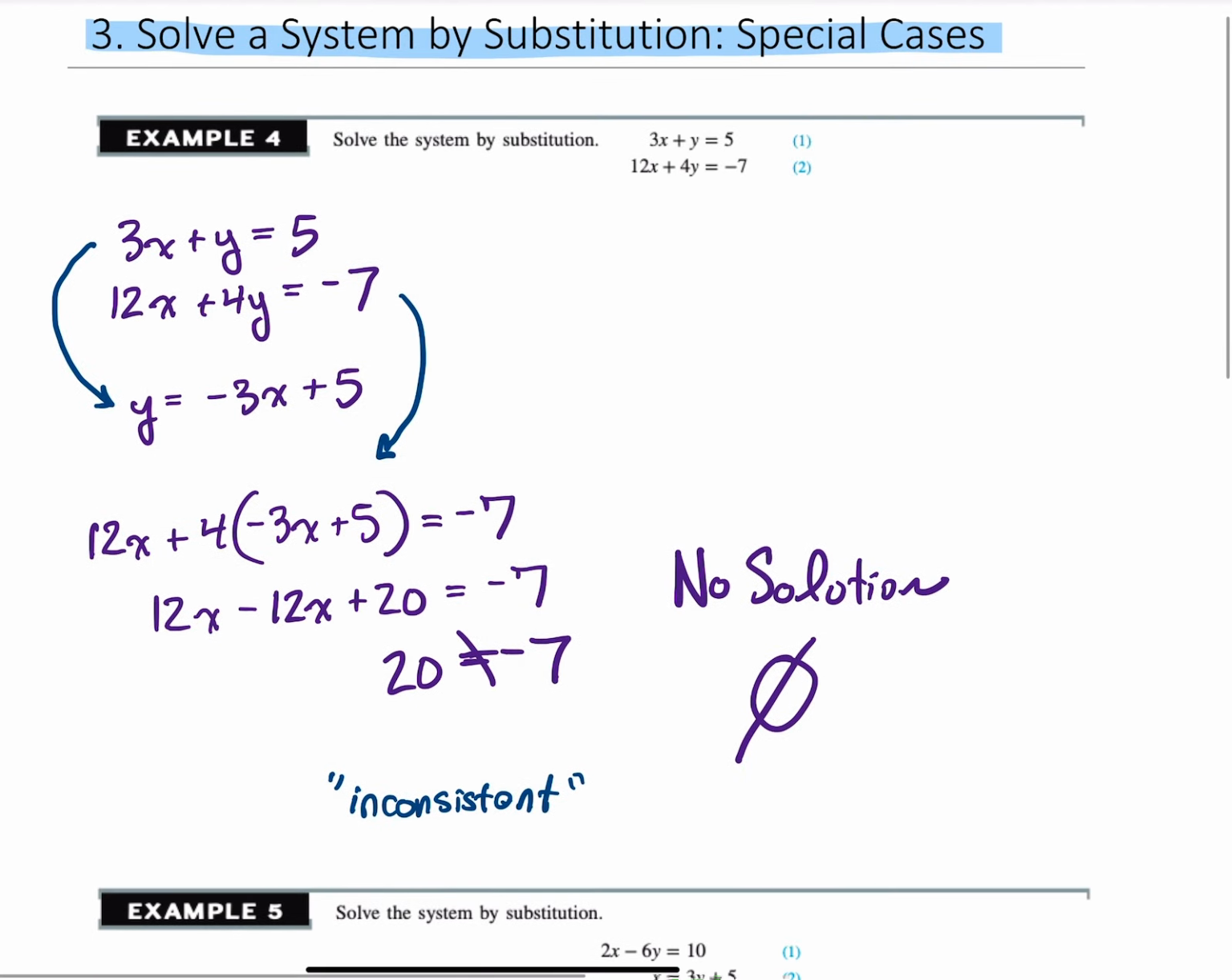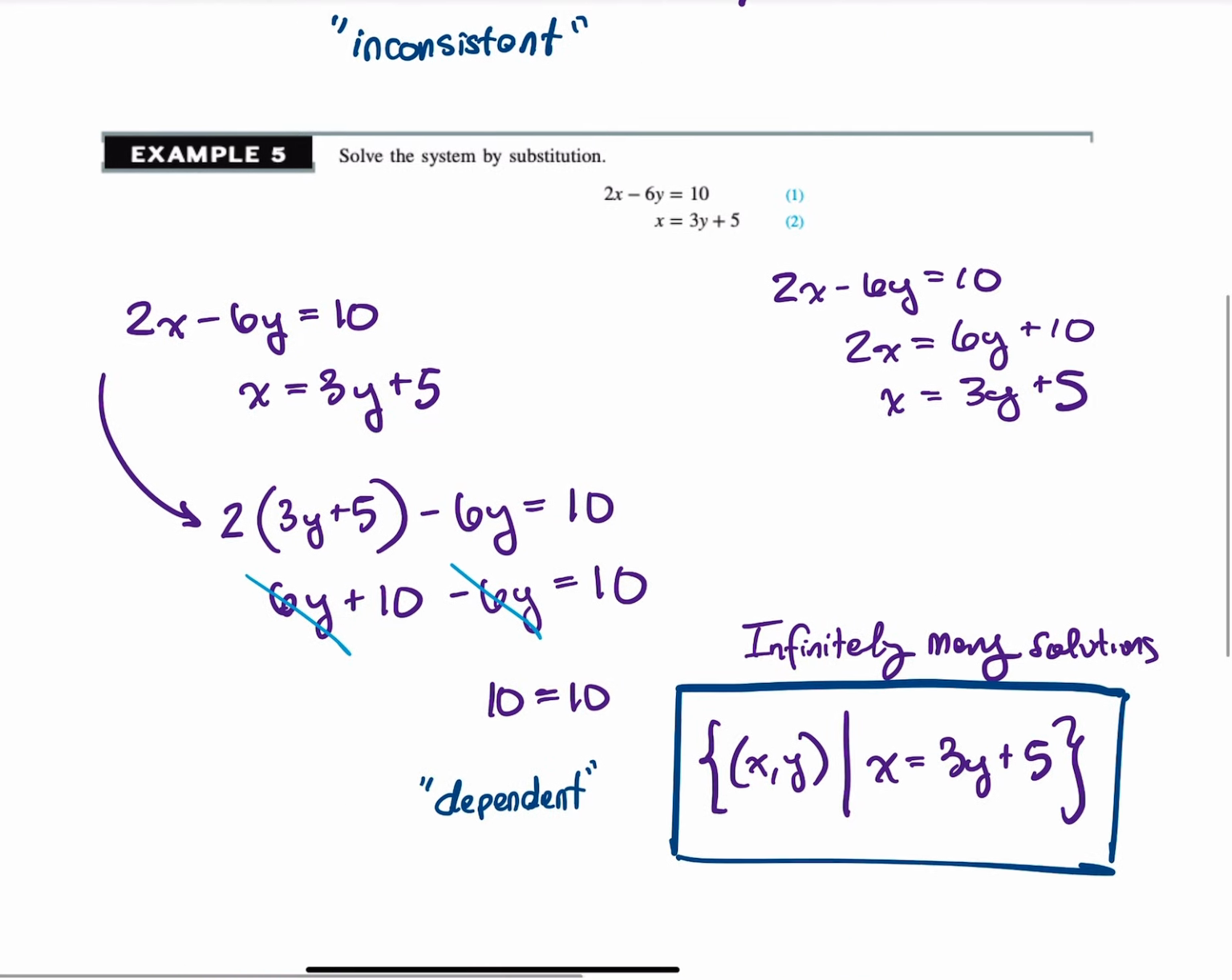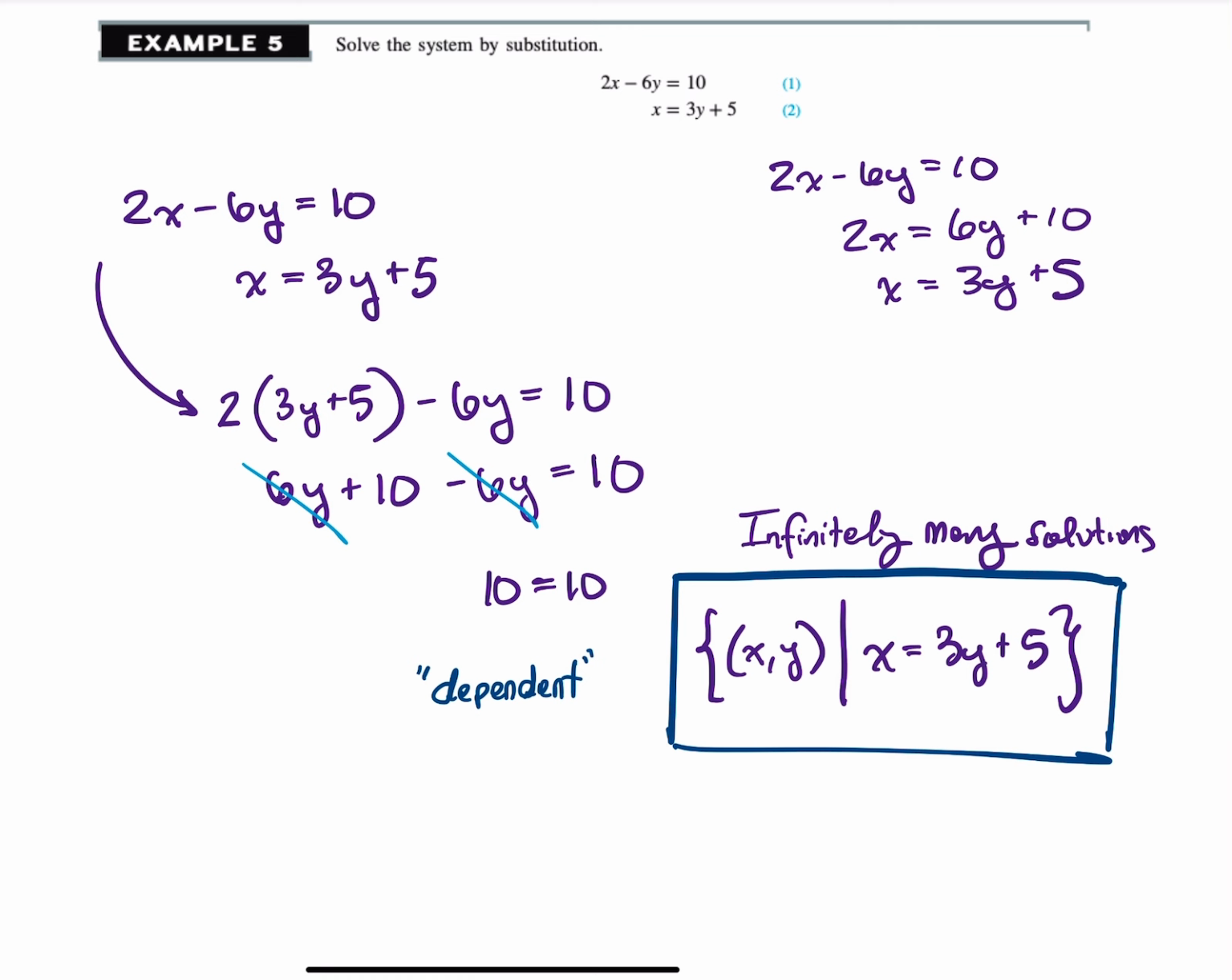So the two cases where we end up with some statement like this where our variables disappear and it doesn't make sense, that is a case of no solution. Or if that same thing happens but we get something that is true, then there's infinitely many solutions and it's every solution to one of the lines because they are the same line.